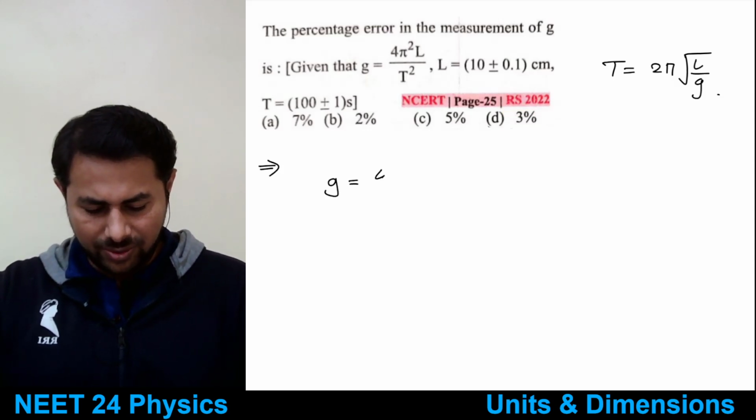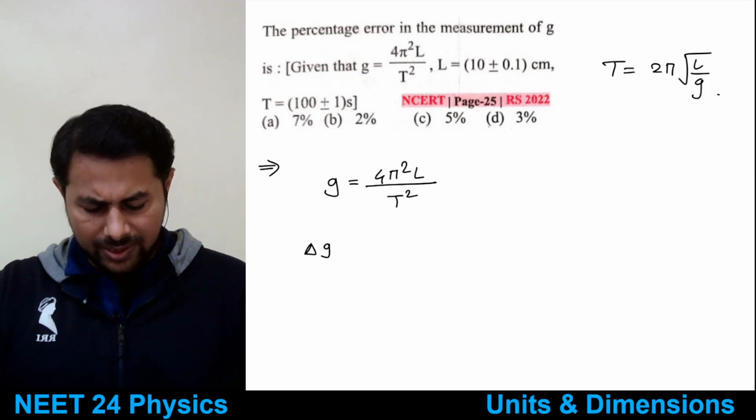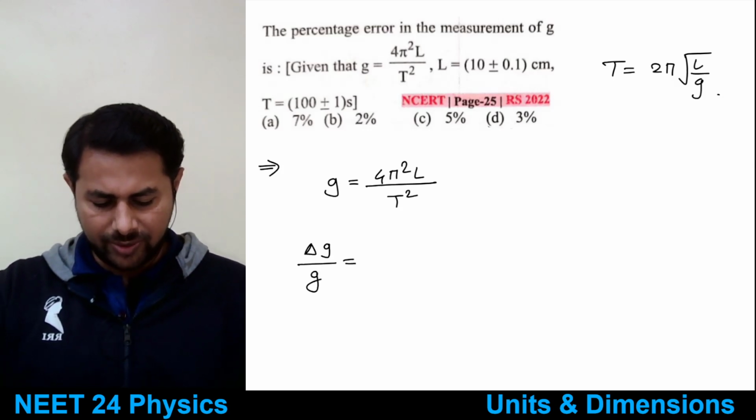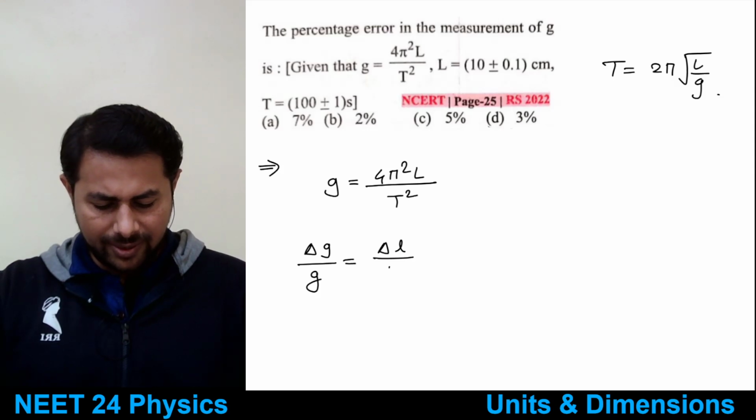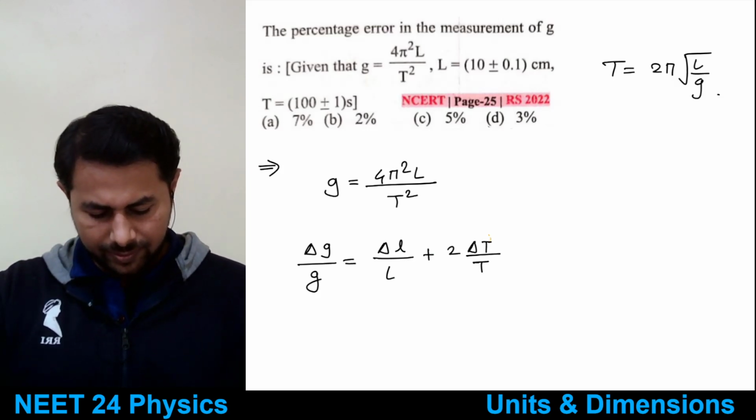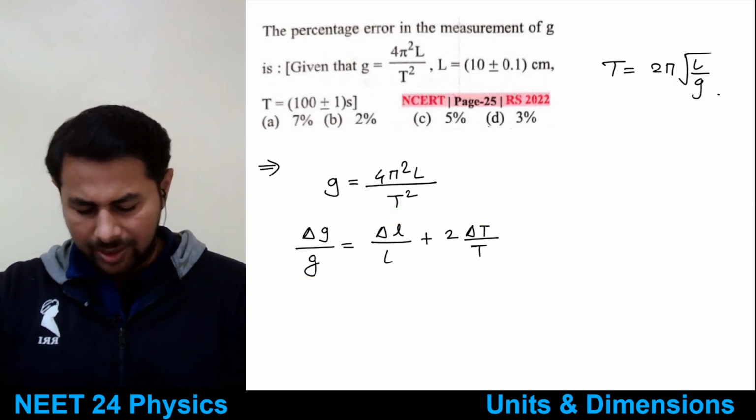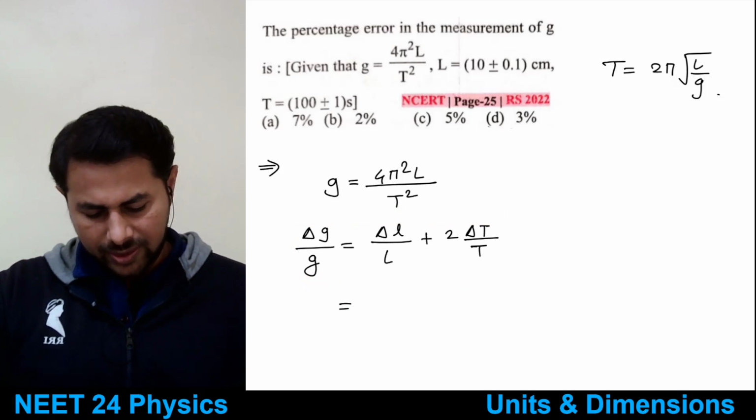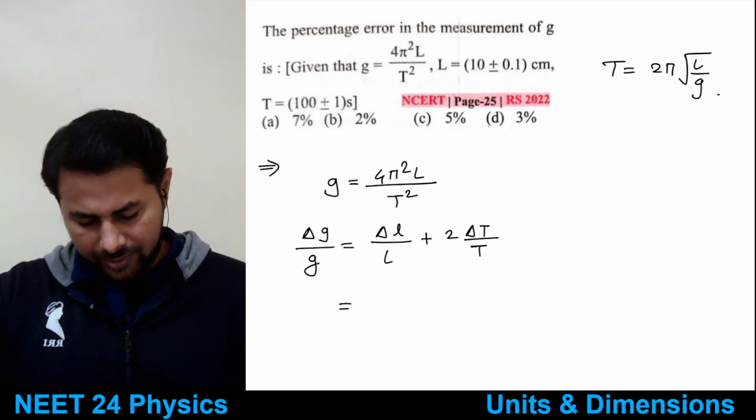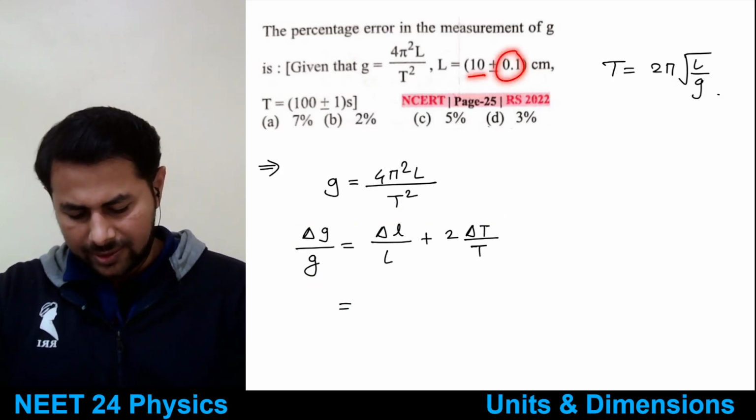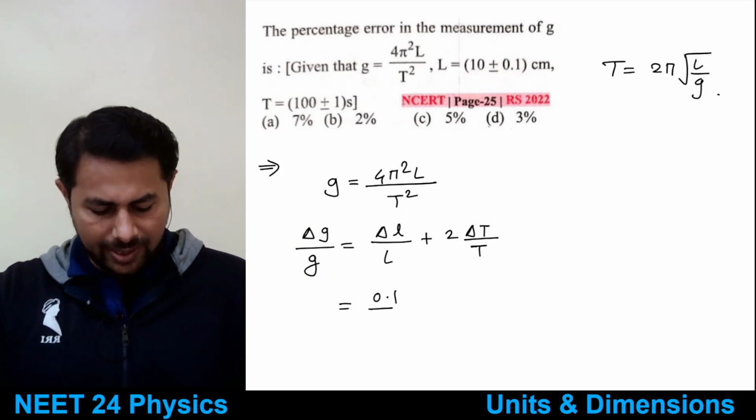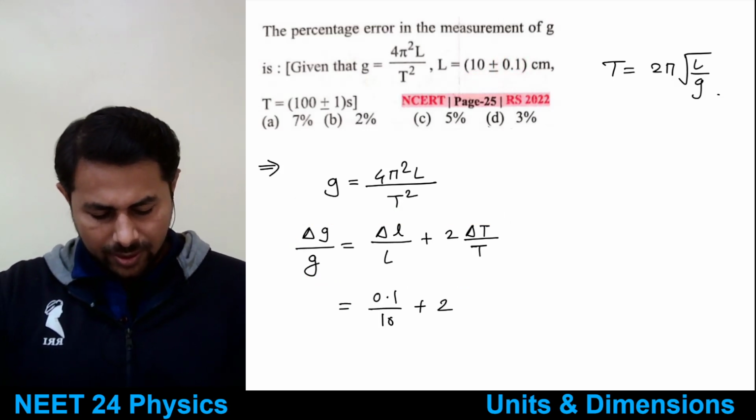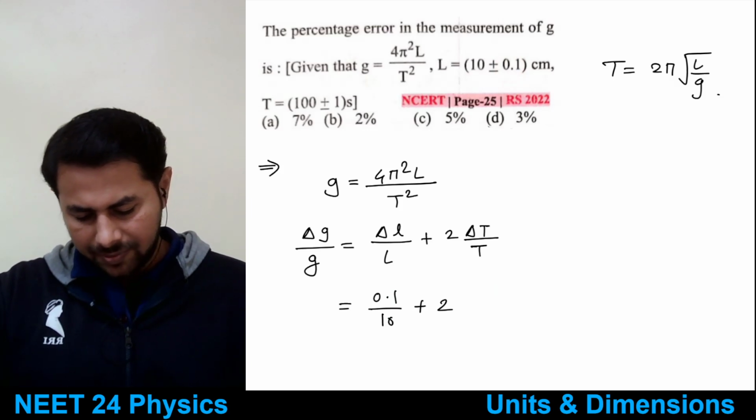So G is equal to 4 pi square L divided by T square, and therefore delta G divided by G is equal to what? Delta L divided by L plus 2 times delta T divided by T. Very simple. Then just put the values. So delta L by L: delta L is 0.1, L is 10. So 0.1 by 10 plus 2 times delta T by T.